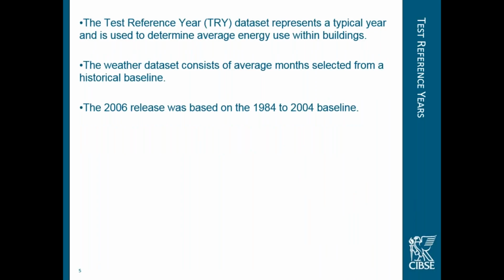So we have two types of data sets. One is a test reference year. That is a typical year that is used for energy assessment of buildings. They consist of average months over a 20-year period, and the baseline for this period is 1984 to 2004.